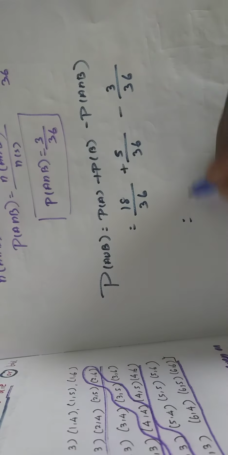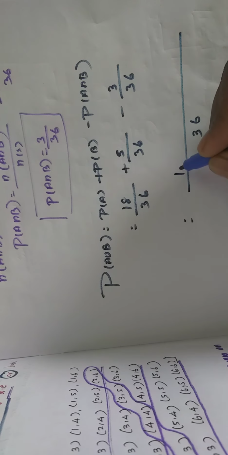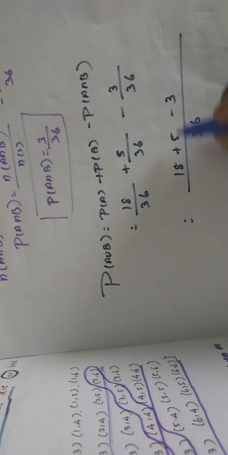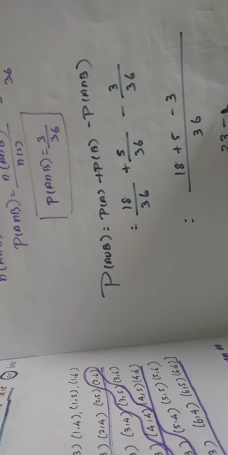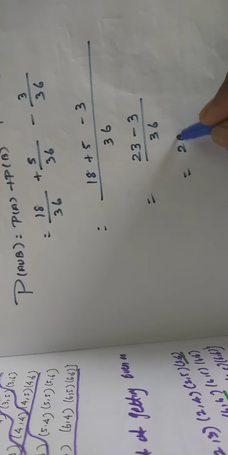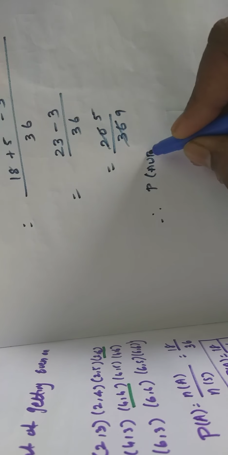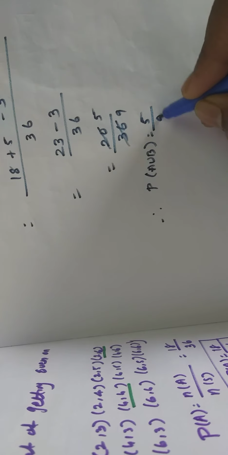Now the bases are same. Bases are same, so take common. 18 plus 5 minus 3. Add this value: 18 plus 5 is 23, minus 3 by 36. Separate it. 23 minus 3 is 20 by 36. Can we cancel by 4? 5 fours are here, 9 fours are there. Therefore answer, P of A union B equal to 5 by 9.